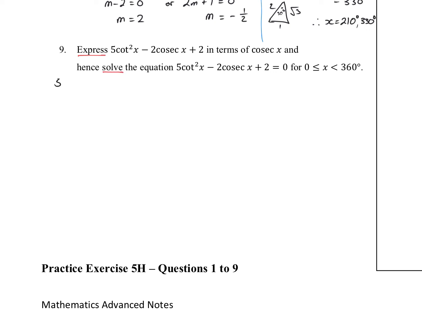So I'm just going to rewrite the equation to begin with. 5 cot squared x minus 2 cosec x plus 2. So that's my expression to begin with. And we want to change it so that it's in terms of cosec x. For this you need to think back to your trig identities.